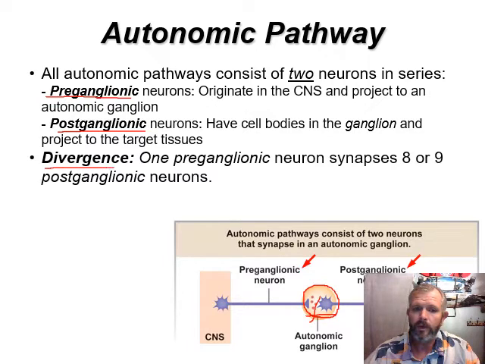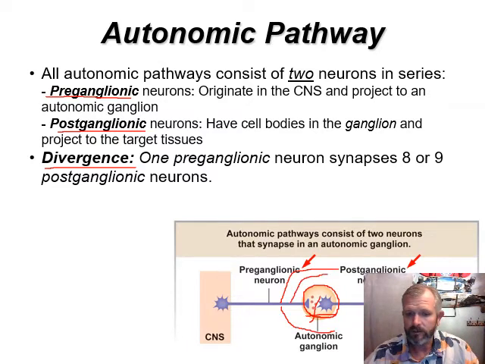Divergence would come with our sympathetic. Some of our sympathetic fibers will actually have collaterals that go out and diverge, and this one preganglionic neuron can synapse with multiple postganglionic neurons. We're going to see this taking place in the sympathetic nervous system.